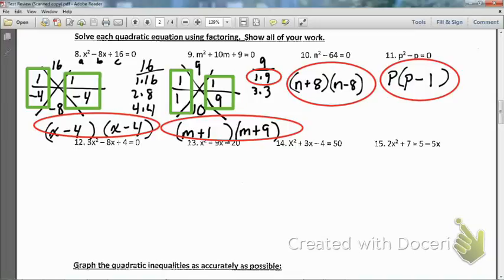So, number 12. First thing I always check for is a GCF. Take the smallest number out there. So this 3. Does 3 go into 8? It doesn't, so that doesn't work. My only other factor of 3 is 1. And if that's the only factor they have in common, I don't have a GCF. So I check for a difference of squares. It's got more than 2 terms. I move on. I go to my star method.